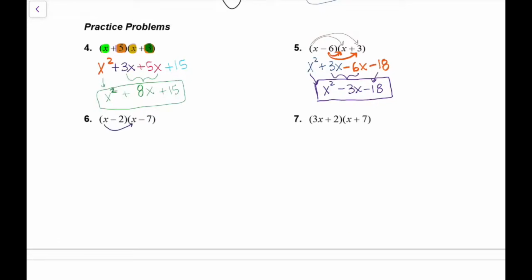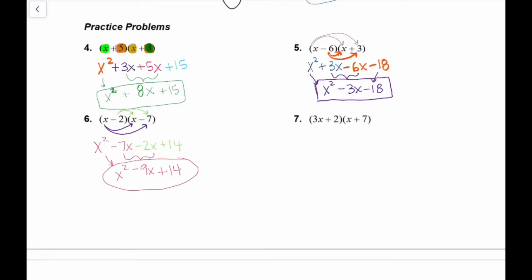Looking at number 6, we're going to take the x and distribute it through the first two terms. X times x gives us x squared. X times negative 7 gives us negative 7x. That would be the first and outside terms. Then we take the negative 2 and distribute it through. This will give us the inside and last term. Negative 2 times x is negative 2x. Negative 2 times negative 7 is positive 14. We combine the negative 7x and the negative 2x to get negative 9x. And our final answer is x squared minus 9x plus 14.